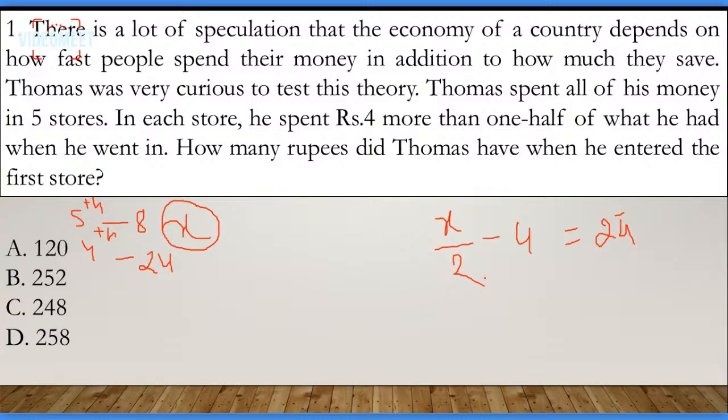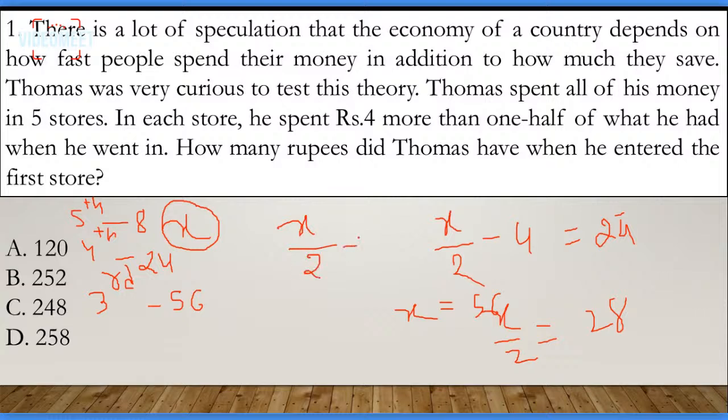That means x/2 - 4 is equal to 48. That means x/2 is equal to 28. What is the value of x? It is 56. That means when he entered the third store he had 56 rupees in his pocket. That means third store 56. Similarly, on the entrance of the second store he has x/2 - 4 equal to 56. That means x is equal to 120. At the entrance of the second store he has 120 rupees in his pocket.